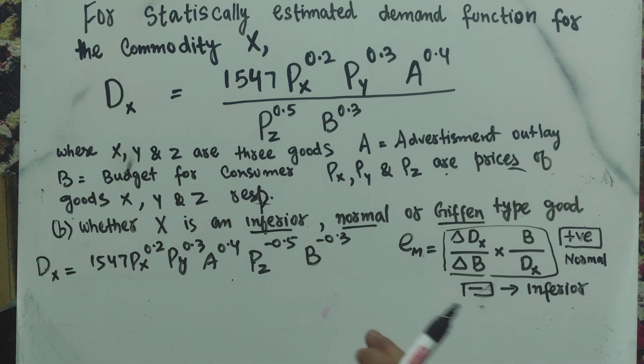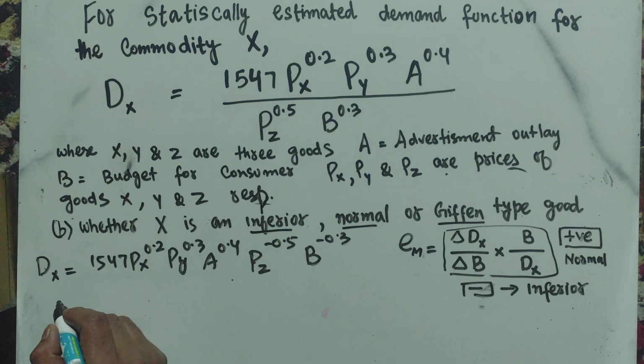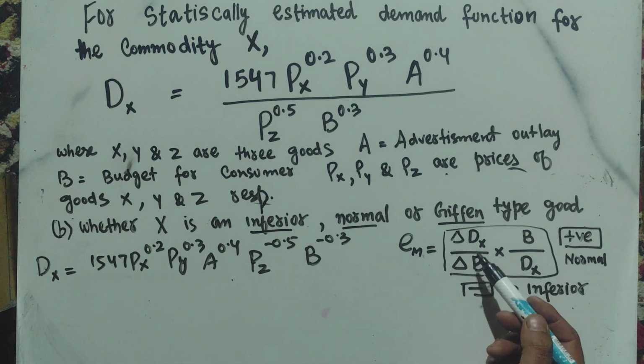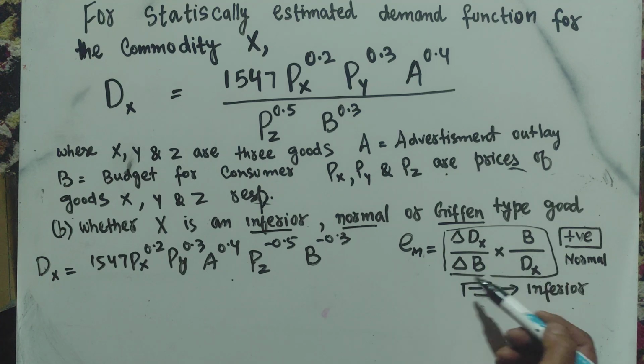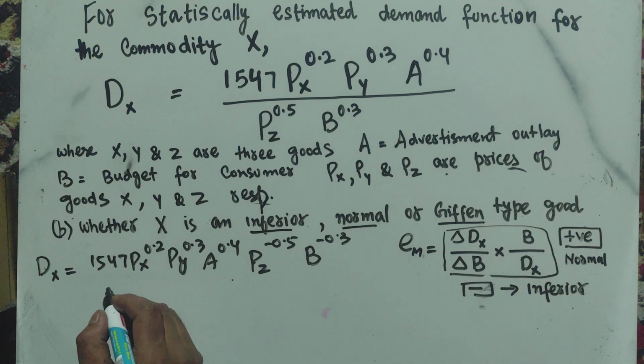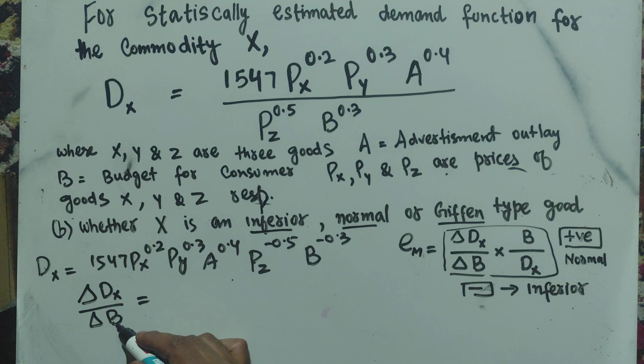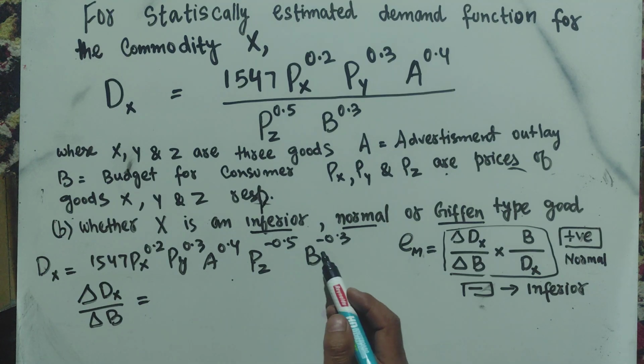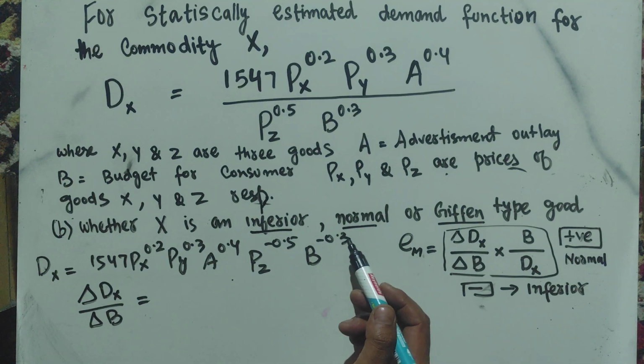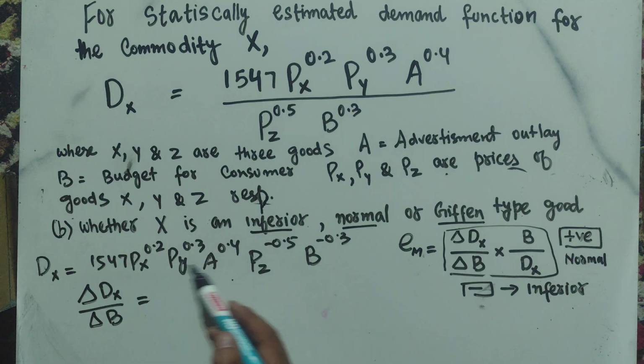So for that, what will we do? Let's take this derivative. This derivative will define the sign of this income elasticity, that is the change in the quantity demanded of good X due to the change in the budget of the consumer. Now if I take the derivative with respect to B, here we can see, since the exponent of B is negative, we can say that we will get this term as negative.